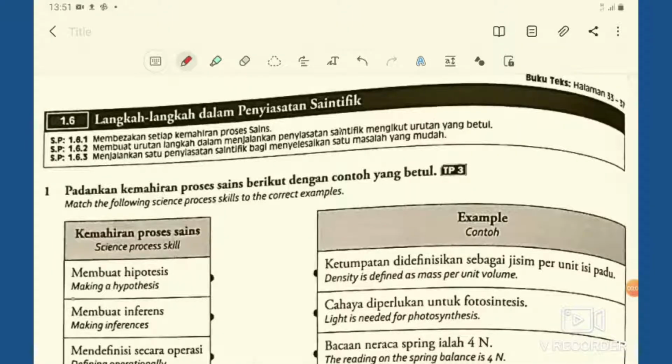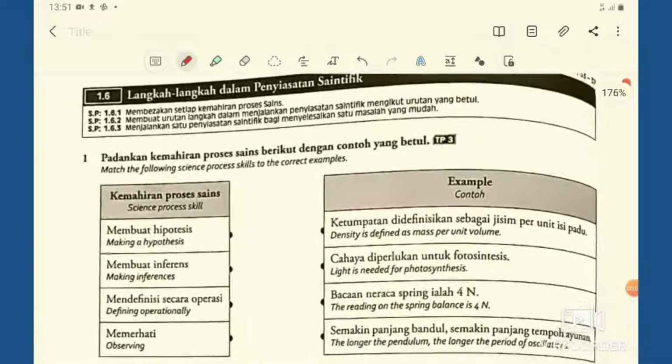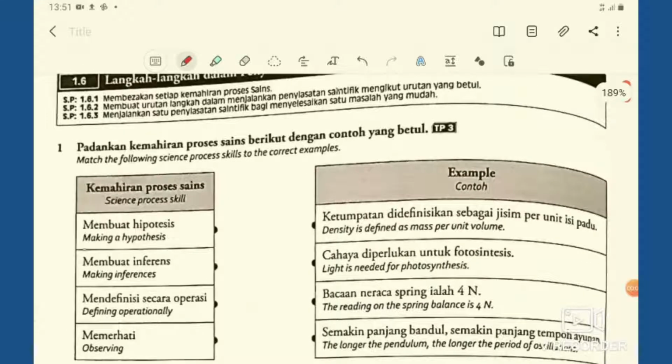Turn to page 14, your activity book. Okay, 1.6. Number 1, match the following science process skills to the correct example. So, first one, making a hypothesis, making inferences, defining operationally, observing. Density is defined as mass per unit volume. Light is needed for photosynthesis. The reading on the spring balance is 4 Newton. The longer the pendulum, the longer the period of oscillation.